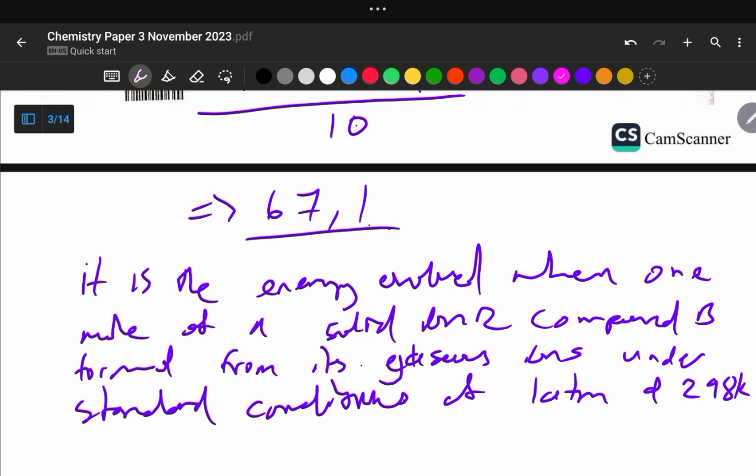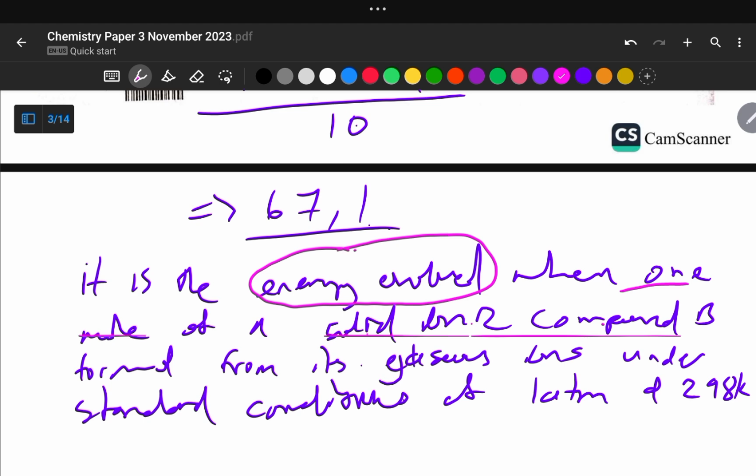In the definition, you need to take note of this solid ionic compound. We are going to form a solid ionic compound, and also take note of one mole. These are the key terms you need to take note of when describing the standard enthalpy change of lattice energy. It is the heat evolved, not the heat change, meaning it is always exothermic.